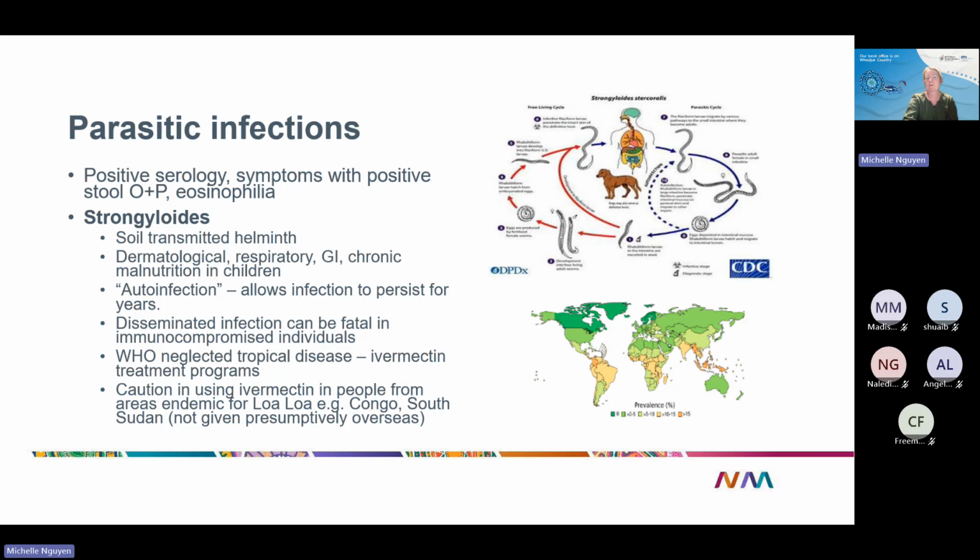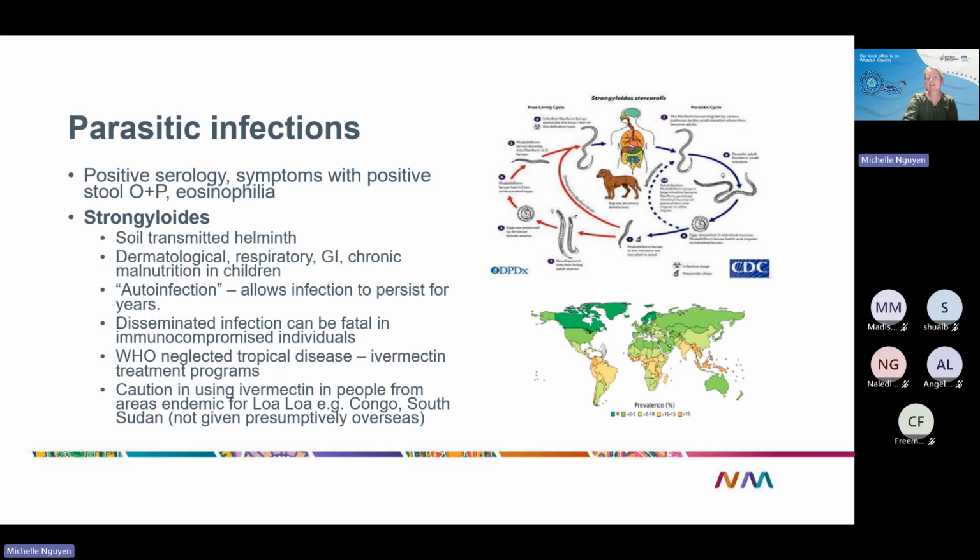I think especially now, where people become immunocompromised for all sorts of reasons, and many of our medications can cause immunocompromise, in people coming as refugees from high-risk countries it is important to pick it up and treat it so they're not at risk in the future. It is a WHO neglected tropical disease, so there are ivermectin treatment programs around the world. As I said, all refugees from high prevalence areas are also treated on departure.